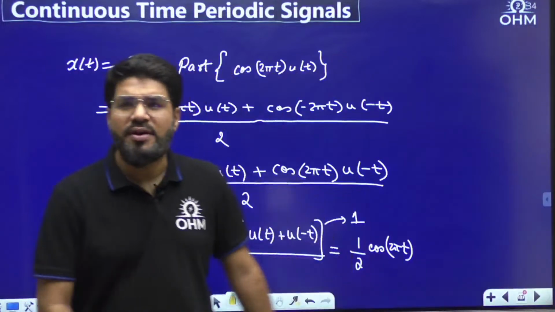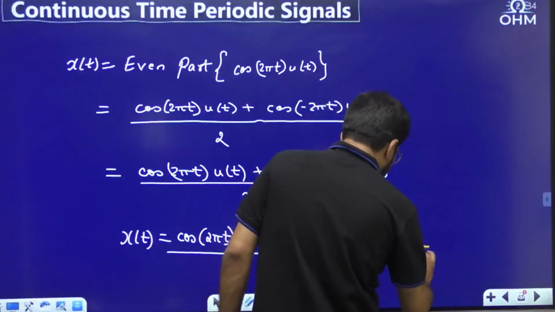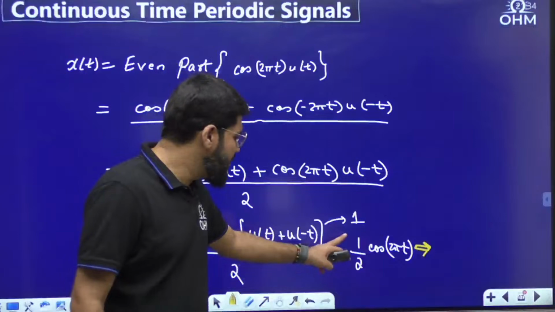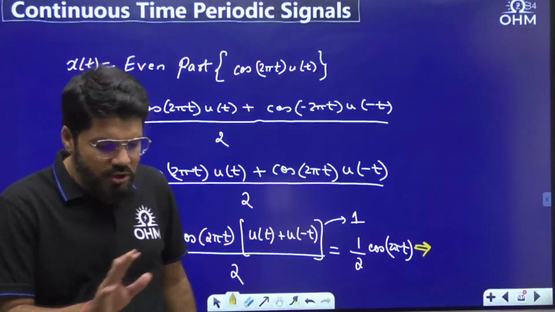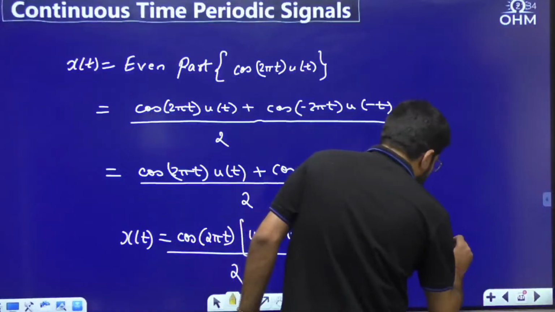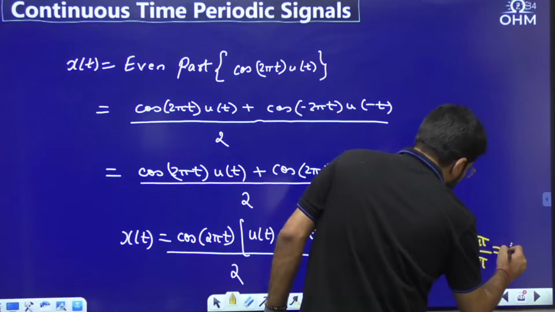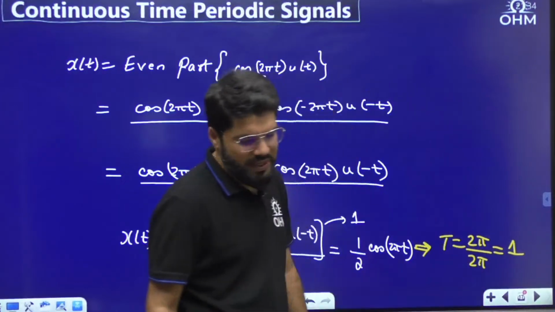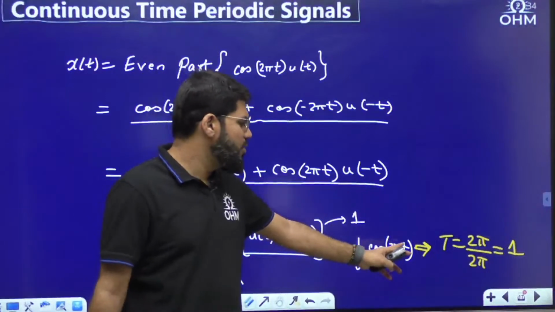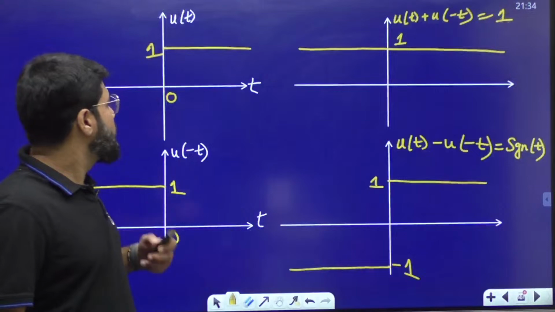So what is the x(t) you have got for the previous question? It is of the form half cos 2 pi t, like A sin omega t. Whatever the amplitude, it does not affect the time period. The time period only depends on the frequency. So the time period is 2 pi by omega. Omega is 2 pi, so the time period of this waveform is 1. If it is periodic, we can always state the time period. The angular frequency is 2 pi. Very clear.